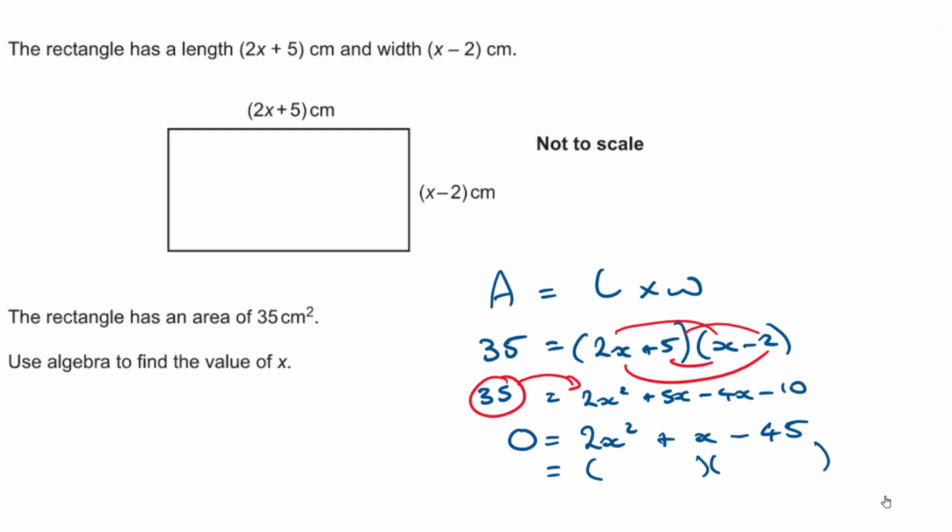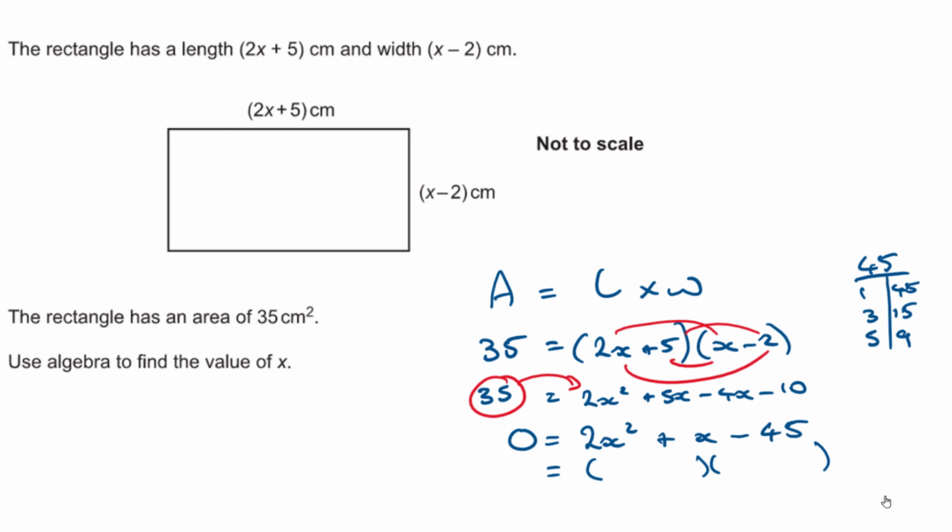Okay, so common factor pairs of 45. Got 1 and 45, 2, no, 3, no, yeah, 3 and 15. 5's got to be in there, isn't it? 4, no, 5 and 9. 6, no, 7, nope, 8, nope. So, which one of those pairs is going to work?